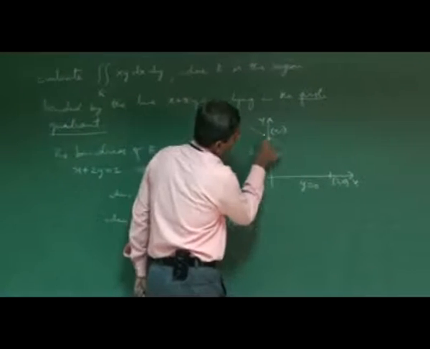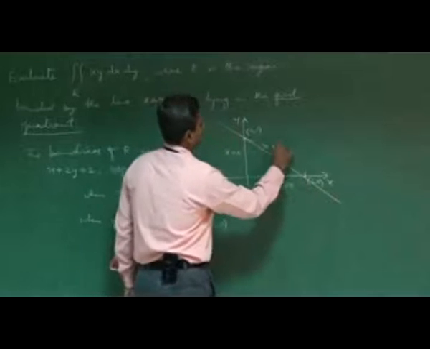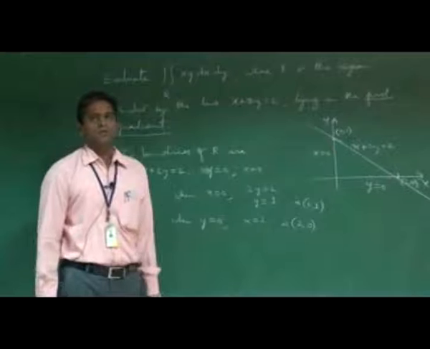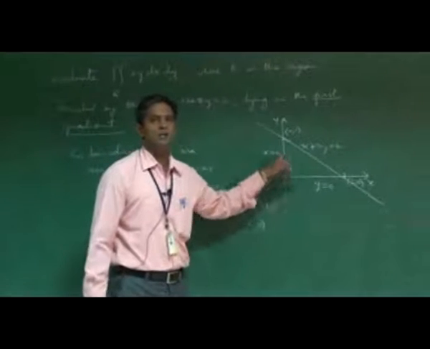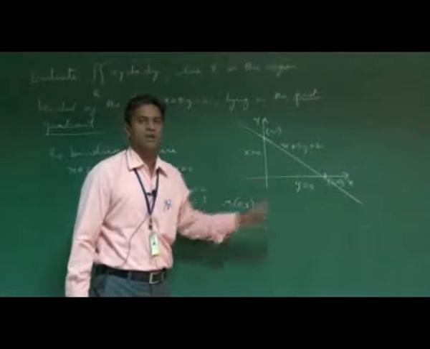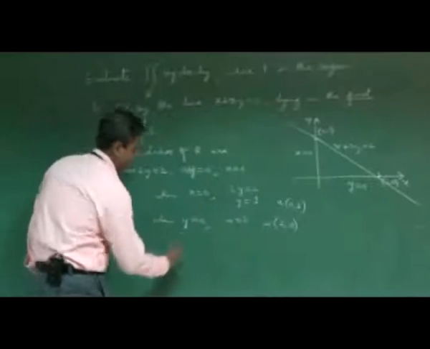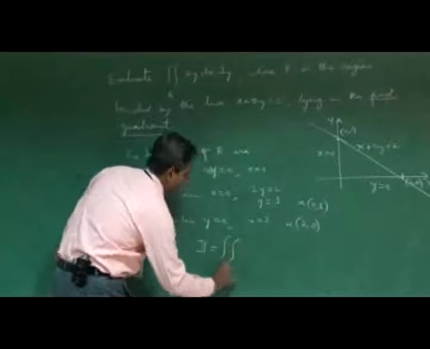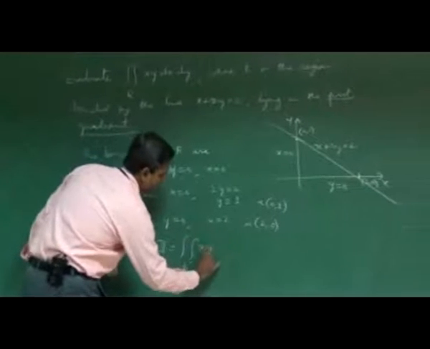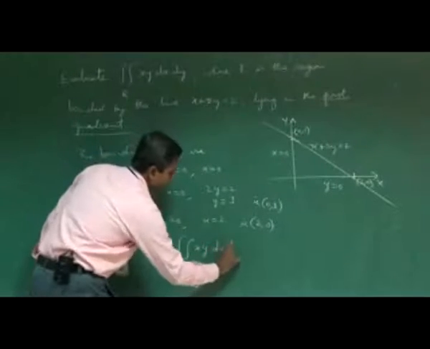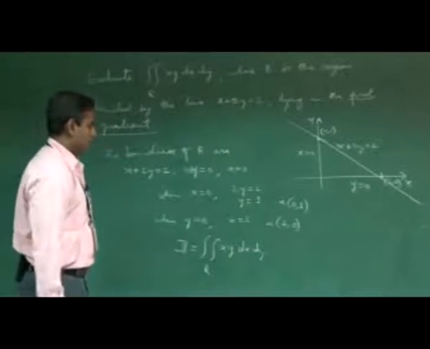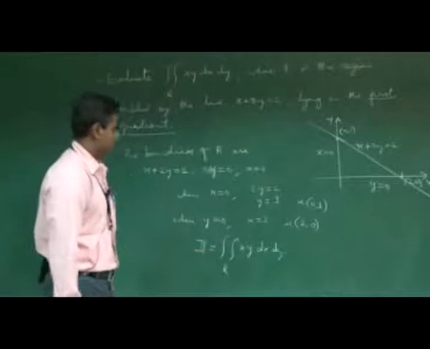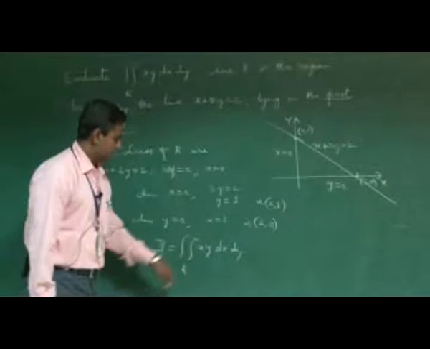We join these 2 points, and we get the line x plus 2y equal to 2. So this is the bounded region in the first quadrant, and we need to find the value, that is the area of the region, I equal to the double integral over R of the given function f of x comma y, xy dx dy. And how do we fix the limits of the first integration and the second integration? In this case we fix the limit of the first integration.